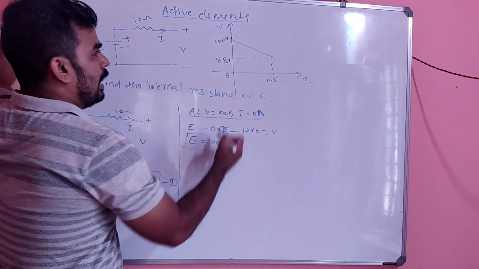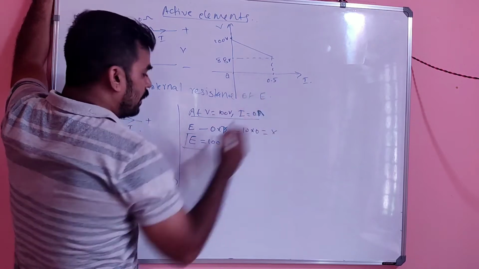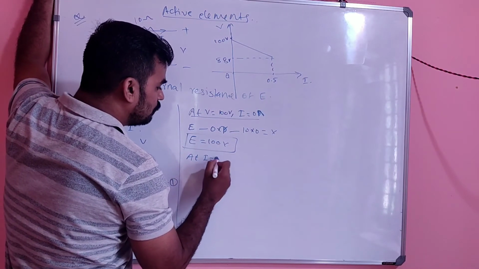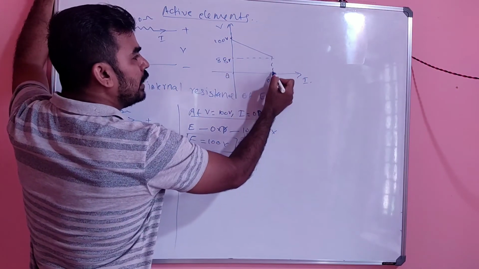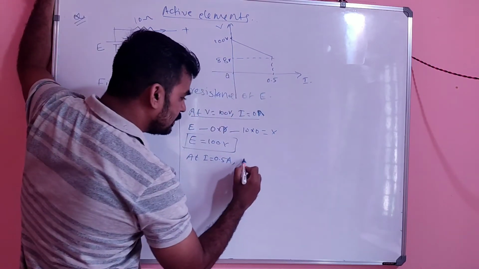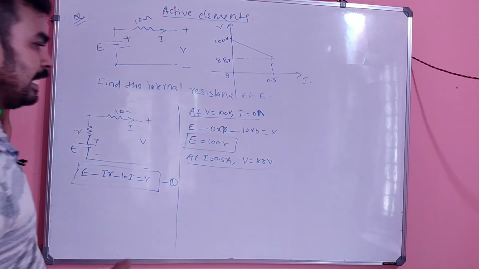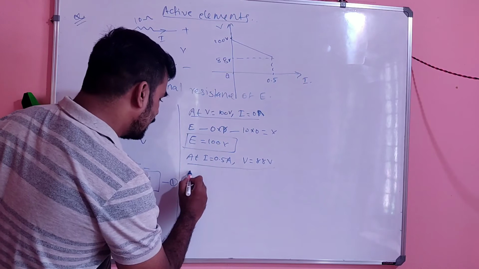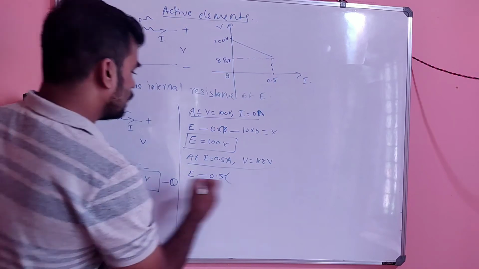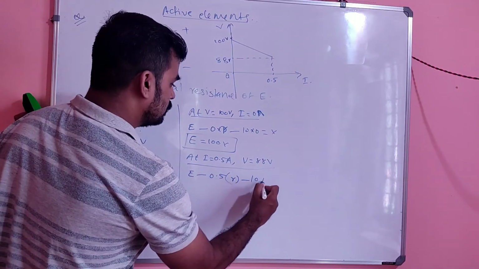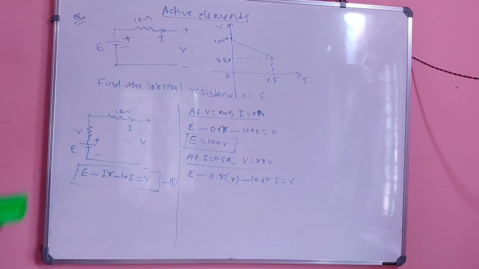And see, in the same graph, at I equal to 0.5 ampere, what is the value of V? At I equal to 0.5, the value of V will be 88 volt. So again, focus on this condition. I can again write the equation as E minus I into R minus 10 into I, with I equal to 0.5, equal to V.